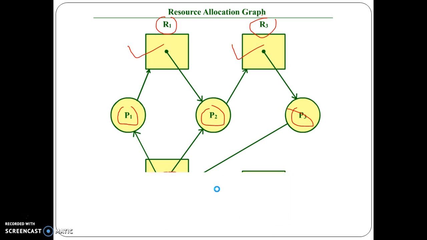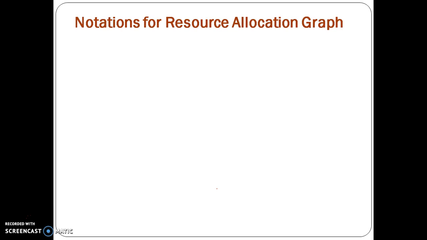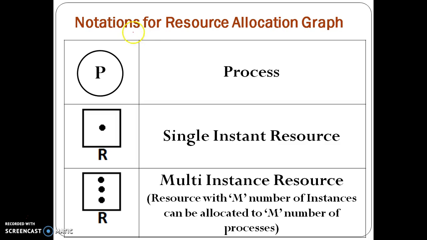Now let us check the notations first of all. The circle represents a node in a resource allocation graph for the processes. A square is used for a resource, and inside the square you can see dots which represent the total number of instances in a particular resource. Now this is a single instance resource and this one is a multi-instance resource. That means this resource can be allocated to three processes simultaneously.